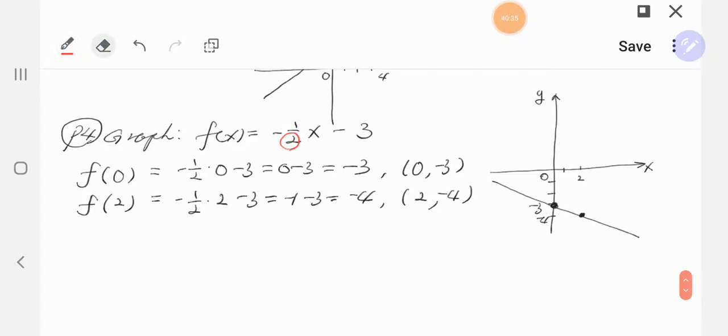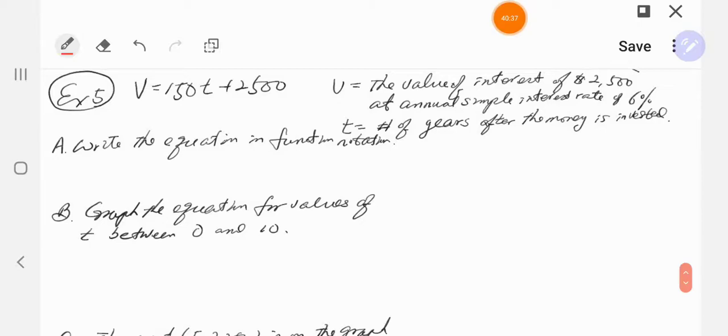Okay, example 5. We have an equation v equals 150t plus 2500. This means v is the output, depending on the input value t. So v is the value of the investment of 2,500 at a simple interest rate of 6%.